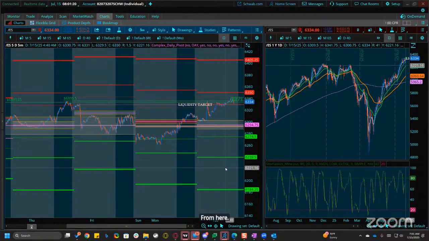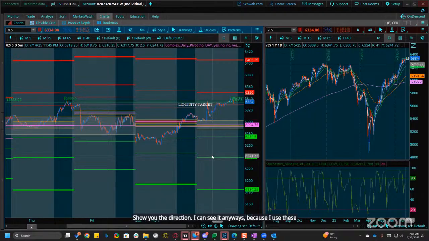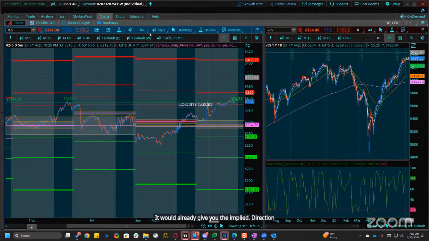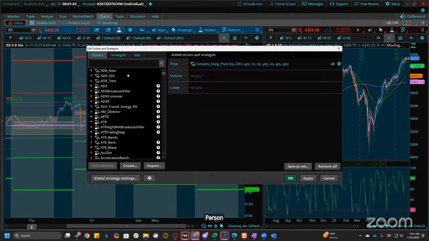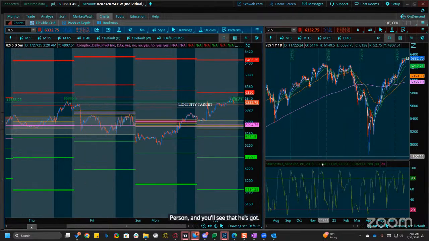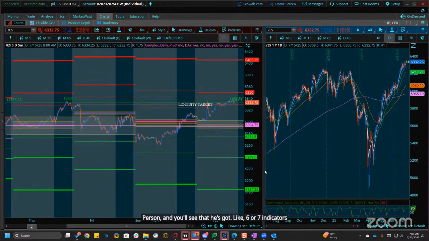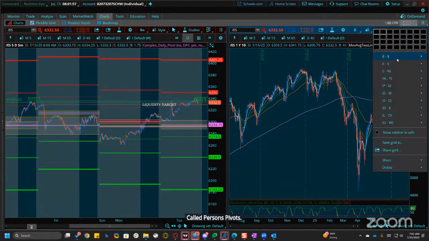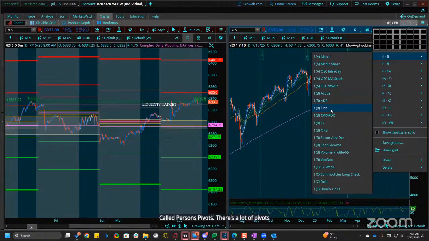Person's pivots, by the way, have that built in as a function of the way that it runs every day. So it would show you the direction. I can see it anyways because I use these every day. But if you don't, it would already give you the implied direction in Person's pivots. Person has a lot of indicators on here. So just type his name in, and you'll see that he's got like 6 or 7 indicators. They all kind of tie together, called Person's pivots. There's a lot of pivots on this platform.